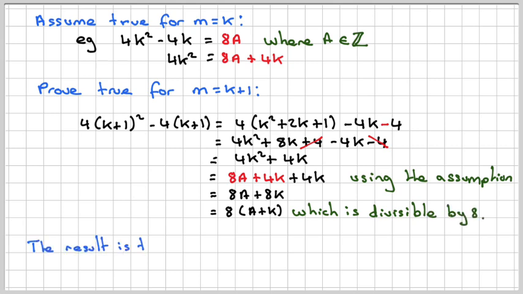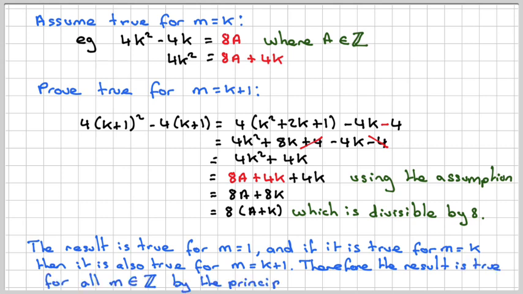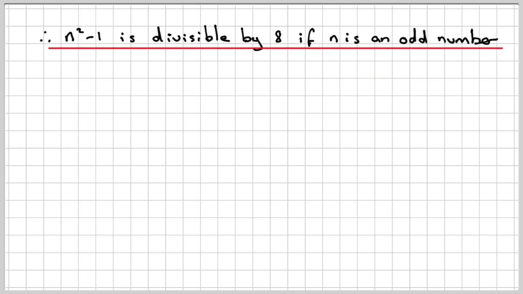So if the result is true for a particular value, for m is equal to 1, and if it's true for m is equal to k, which we assumed, then it was also true for m is equal to k plus 1, and therefore the result is true for all m belonging to Z by the principle of mathematical induction. Okay, and therefore the original statement, n squared minus 1 is divisible by 8 if n is an odd number, is true. Okay, so that's been a video to show you how to show that an expression, when n is an odd number, will be divisible by 8.